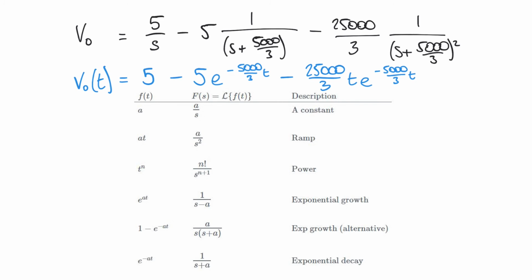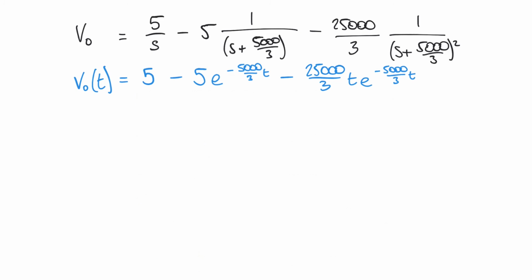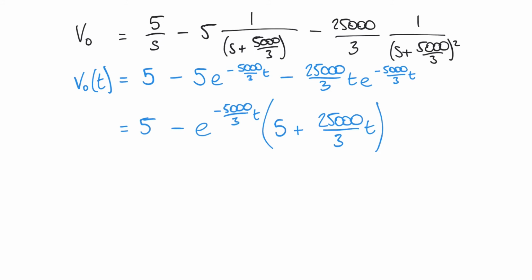So this is our completed result here, which is correct, but we can factorize and simplify just a little bit. What we're going to do is pull out a factor of e to the power minus 5,000 over 3t, which occurs in the second and the third term. If we take that outside, we still have that 5 at the start, that first term. We're going to leave that alone. We have 5 now minus e to the power minus 5,000 over 3t multiplied by 5 plus 25,000 over 3t.